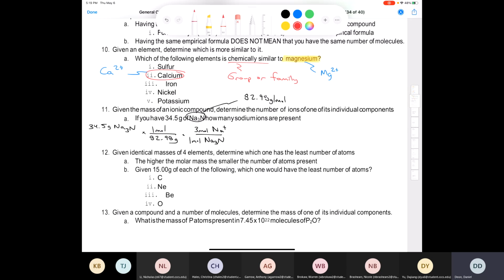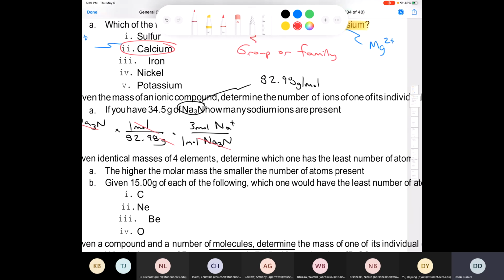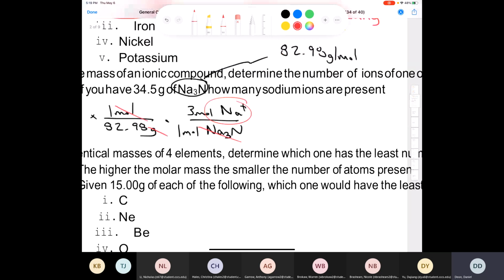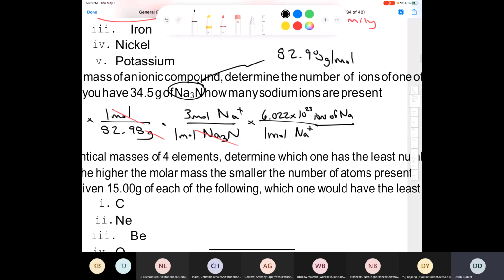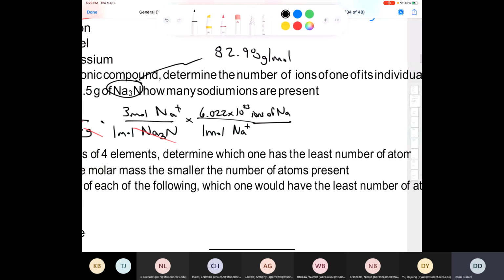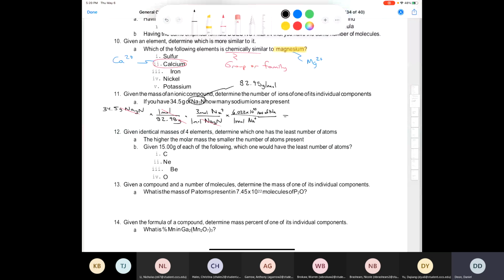If we were to stop right here, we have the grams canceling, giving the number of moles of sodium nitride. If we stopped here, all we would have is the number of moles of sodium, but we want to know the exact number of ions. So luckily, we know that in 1 mole of sodium ions, we have 6.022 times 10 to the 23rd power ions of sodium. That's a total number. I could have put Na+, but whatever.